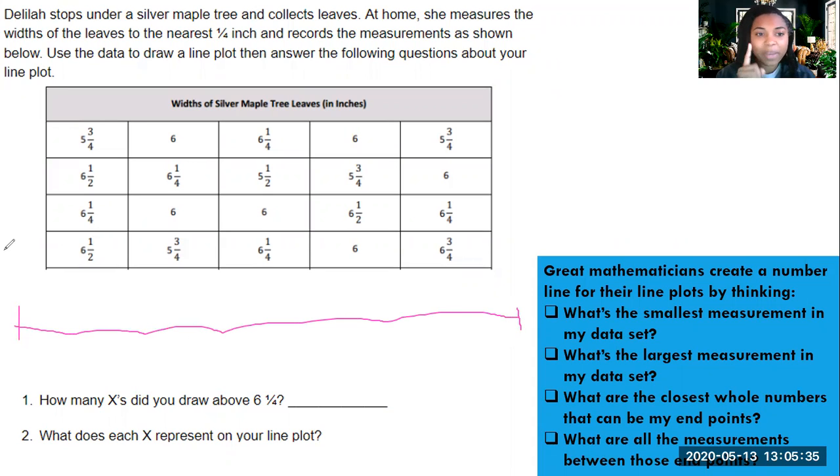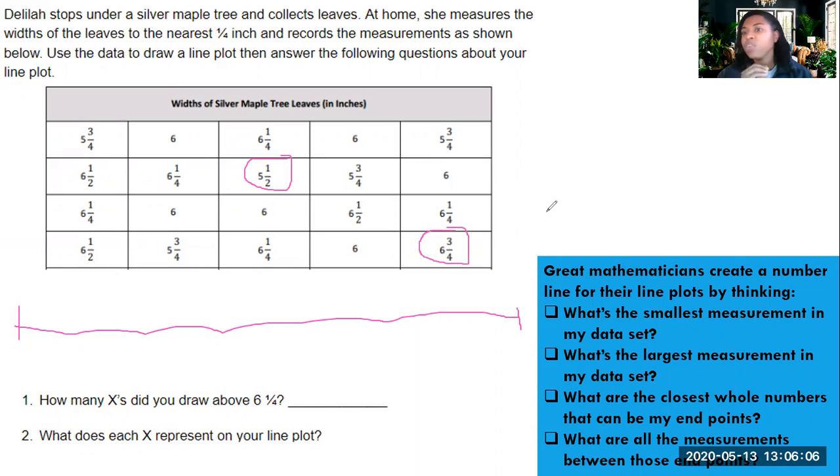So first I'm going to look at my data set in the table and I'm going to think, what is my smallest measurement? It's looking like my smallest measurement is 5.5. Okay, and let me look, what's my largest measurement? What's the biggest measurement in here? It's looking like it's 6 3/4.